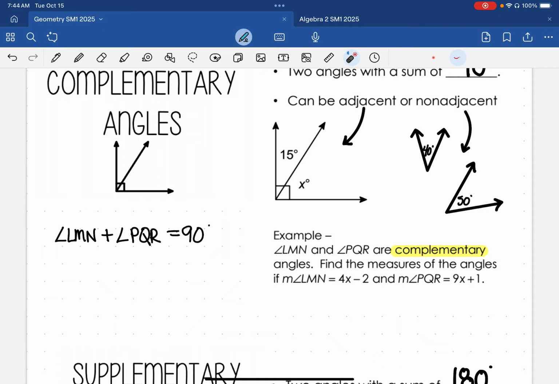Find the measures of the angles if LMN is 4x minus 2, and if PQR is 9x plus 1. So I could use my highlighters here to help me to substitute. Now I can tell very easily that 4x minus 2 is going to go right here, and that 9x plus 1 is going to go right here, equals 90 into my formula.